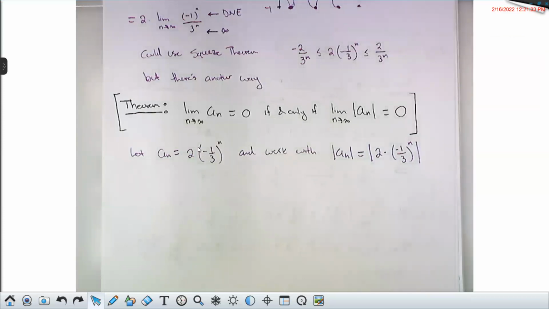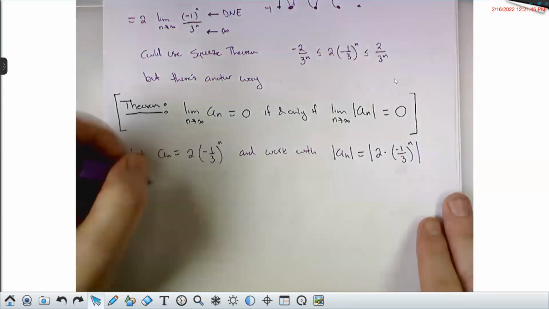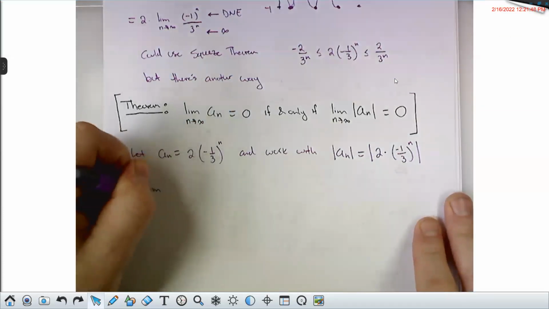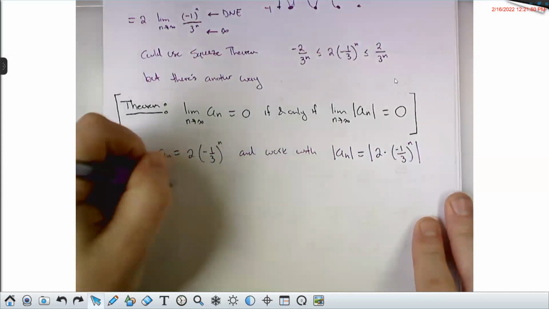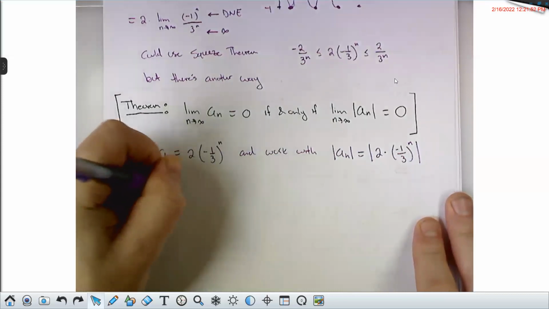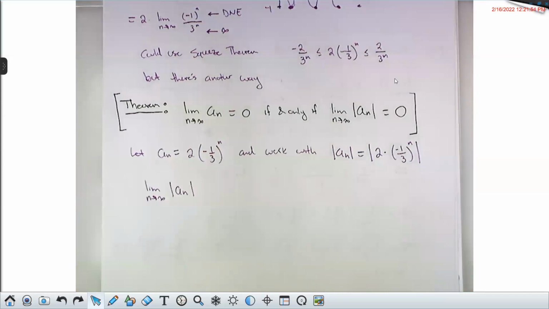We observe that the numerator of my sequence here is DNE and the denominator goes to infinity. So I think probably the limit is 0. I think probably this is true, but I can't show it directly. And I'm too lazy to do the squeeze theorem stuff. So instead, I'm going to work with that absolute value expression and show that this is 0. If I can show that the limit of the absolute value is 0, then by my theorem, it's true that the original limit is 0 as well.